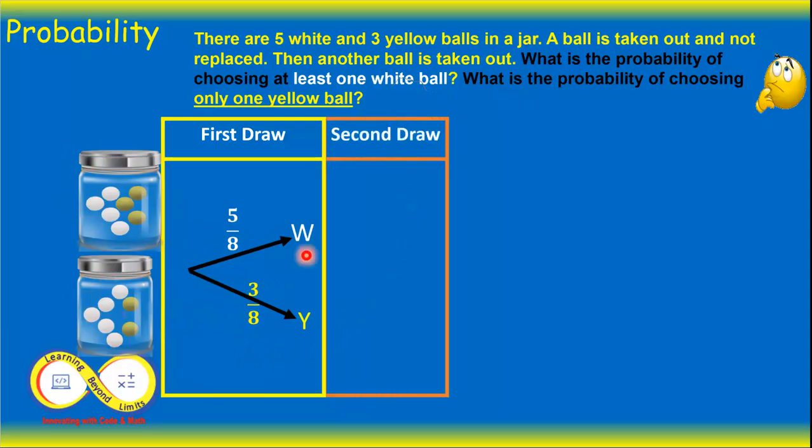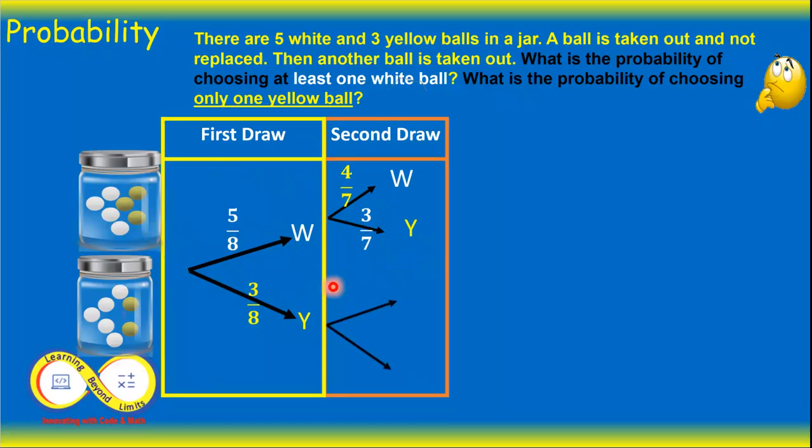If our first selection was a white ball, then we're using this jar up here. When we draw from that, we have two possible outcomes as well. We could draw a white or a yellow still. If we draw a white ball on our second draw, the probability of that happening is 4 out of 7 because we have 4 white balls and 7 balls in total. We could draw a yellow ball, and the probability of that happening would be 3 out of 7 because we have 3 yellow balls and 7 in total.